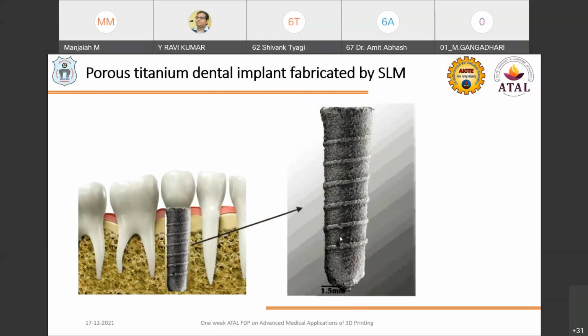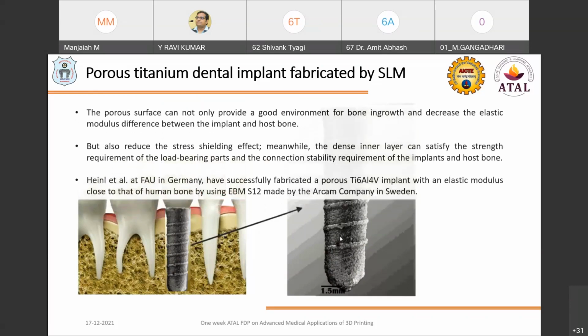You can see these porous titanium dental implants which are fabricated by the SLM process and EBM process. You can see these 3D printed open cellular structures of these implants, even if they are dental implants or spinal implants. Why we are talking about this is personalized implants, as well as the cranium reconstruction of the implants required for particular patients. That is, the spinal implants will be there.